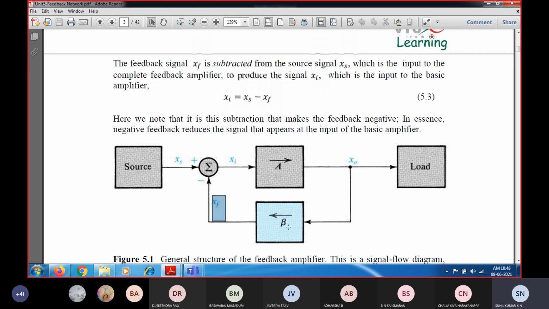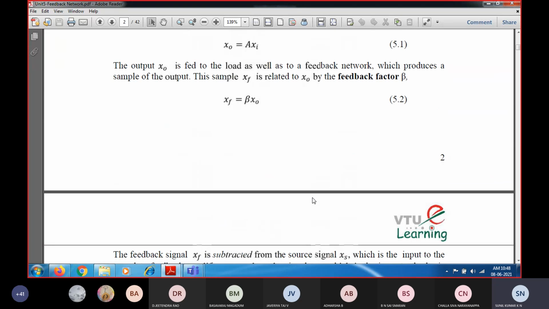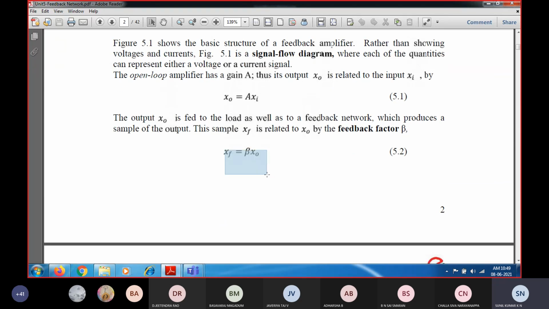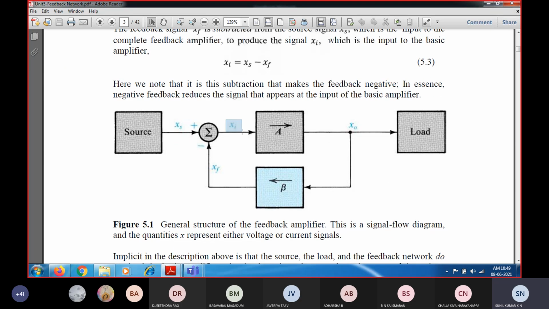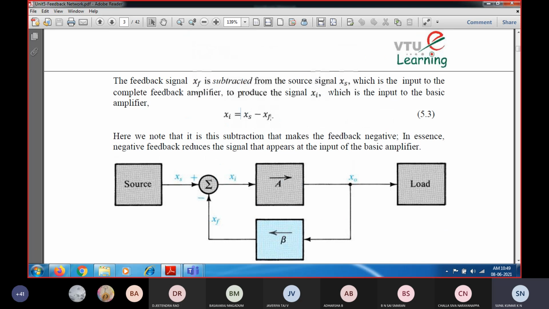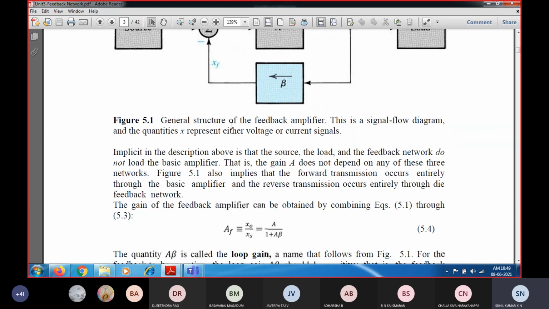For this, the feedback gain is given by Xf equals beta times X naught. That is what you are going to get, and you can also see that Xi, the input signal to the amplifier, will be equal to Xs minus Xf. That is the difference of the signal source and the feedback signal. So the feedback signal Xf gets subtracted from the signal source Xs, which will be given as input to the complete feedback amplifier. So this is nothing but the input signal.